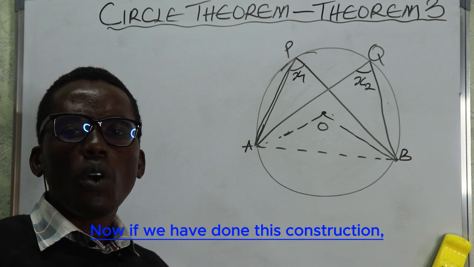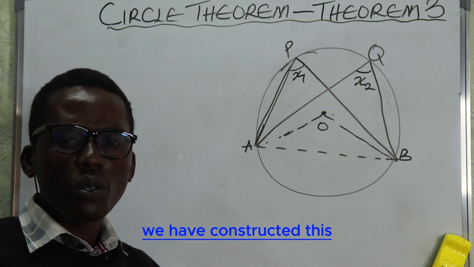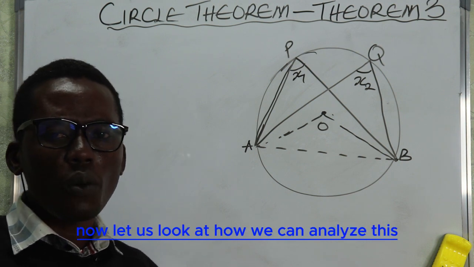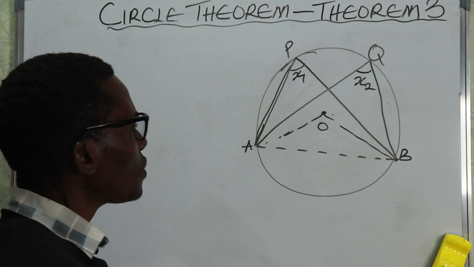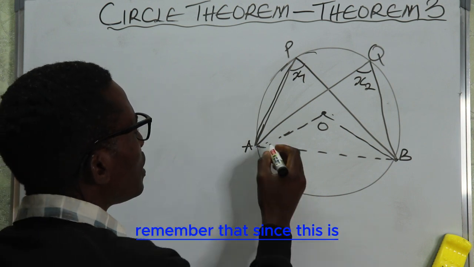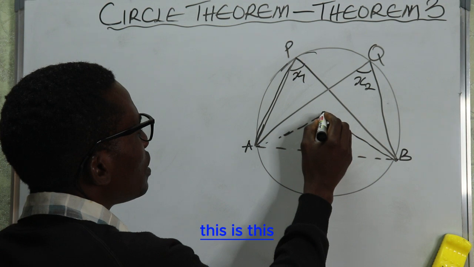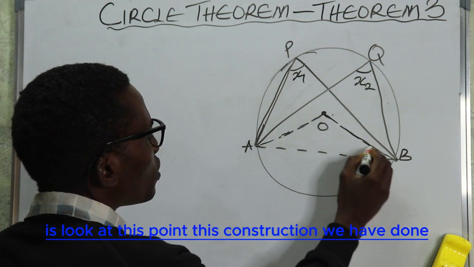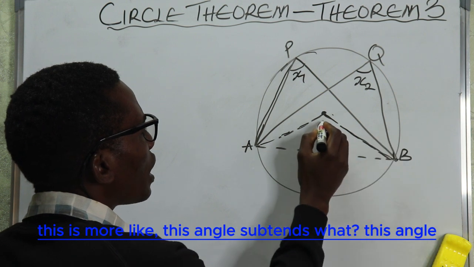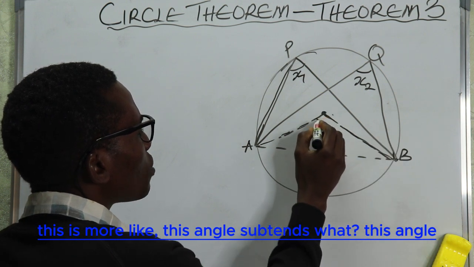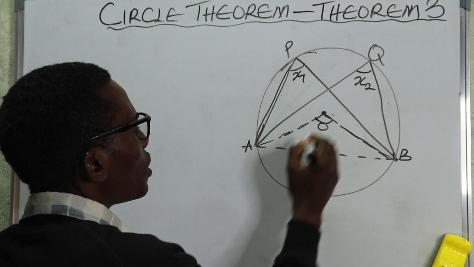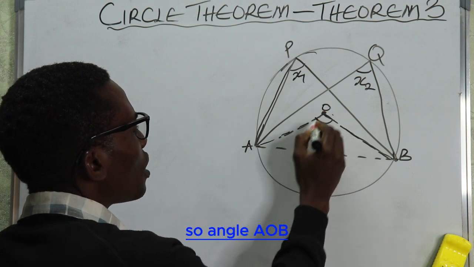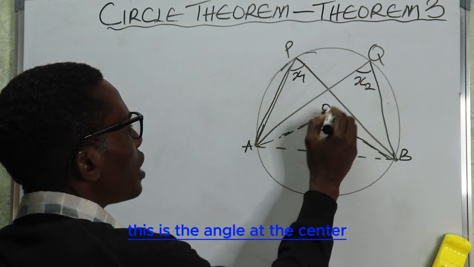Now, we have done this construction. Now let's look at how we can analyze this. Remember that, look at this point, this construction we've done, this angle subtends what? This angle. So angle AOB, this is the angle at the center.